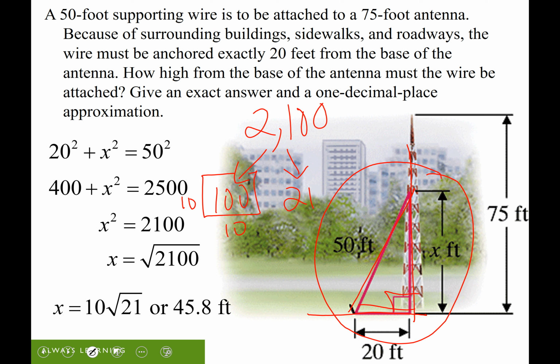For safety purposes, we use our math skills, and we know that we need to go vertically 45.8 feet to attach that wire to that antenna.